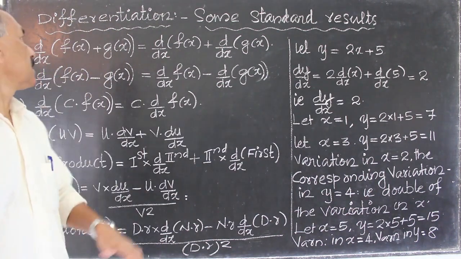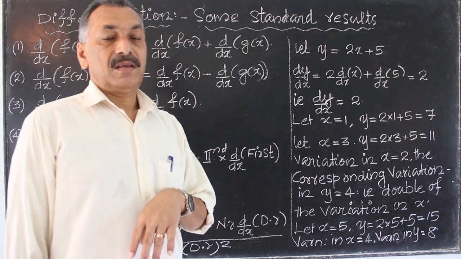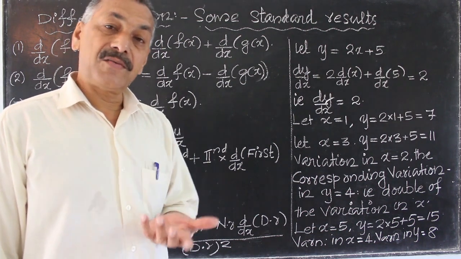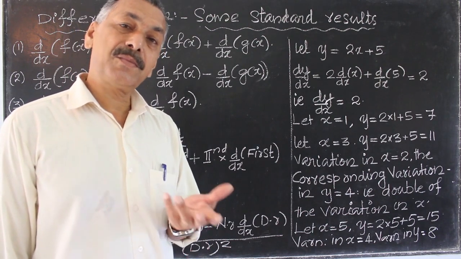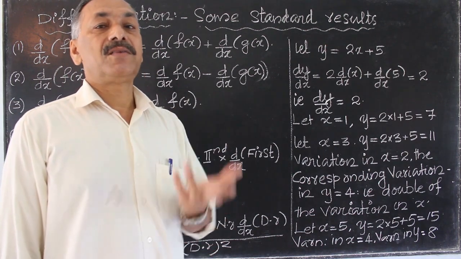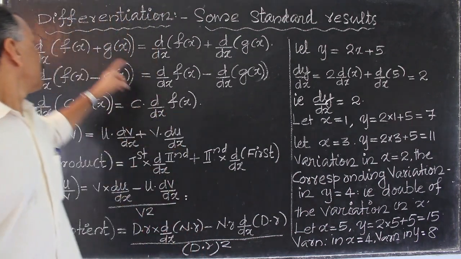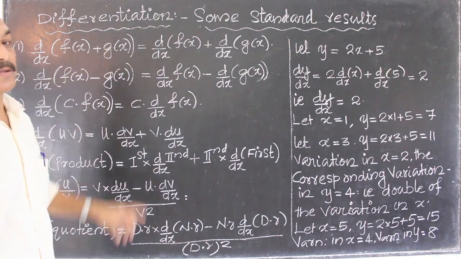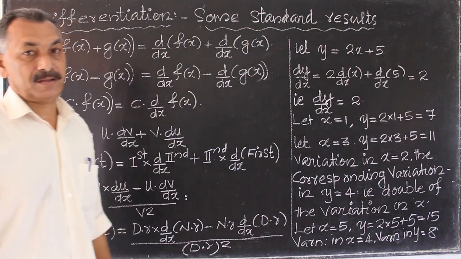Another result: if f of x and g of x are any two functions, say f of x is equal to sin x and g of x is equal to cos x, then what is the derivative of sin x plus cos x? Derivative of sin x plus cos x is equal to derivative of sin x plus derivative of cos x. That is, d by dx of f of x plus g of x is equal to derivative of f of x plus derivative of g of x.